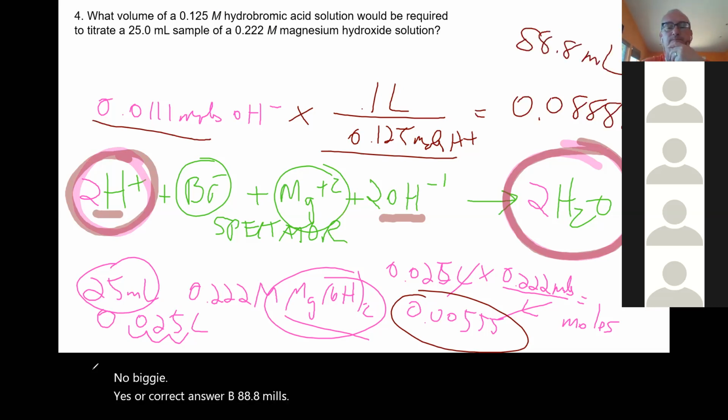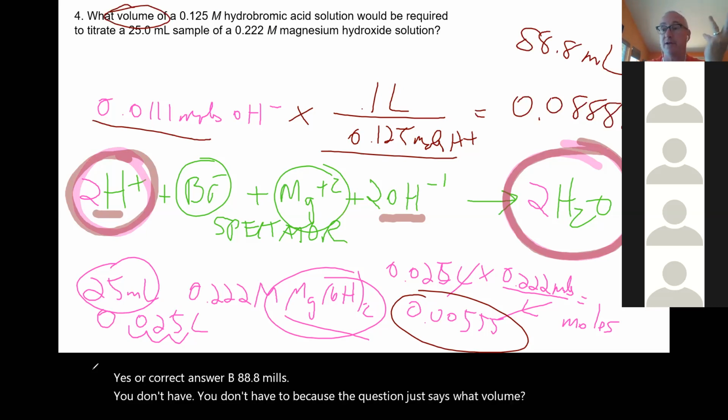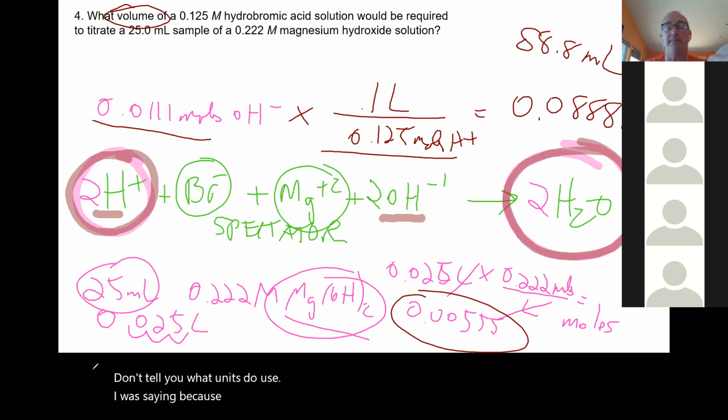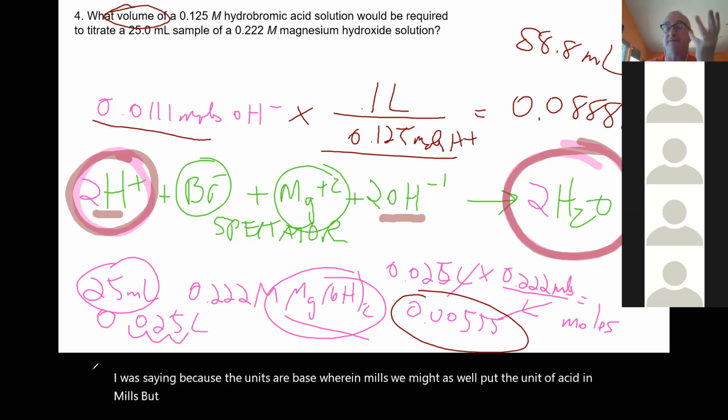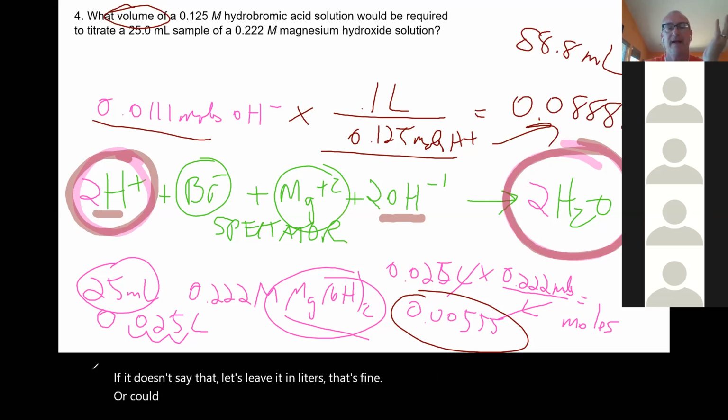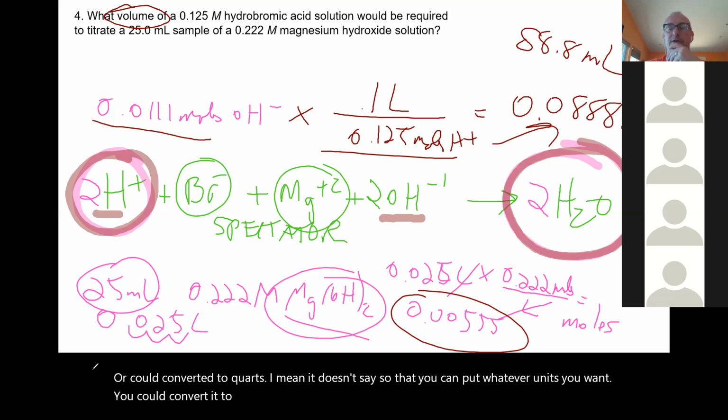So you just have to convert it to milli? You don't have to, because the question just says what volume. It doesn't tell you what units to use. I was just saying that because the units of base were in mils, we might as well put the units of acid in mils. But unless it strictly says what volume in milliliters, let's leave it in liters. That's fine. Or convert it to quarts. It doesn't say, so you can put whatever units you want. You could convert it to gills if you really want to.